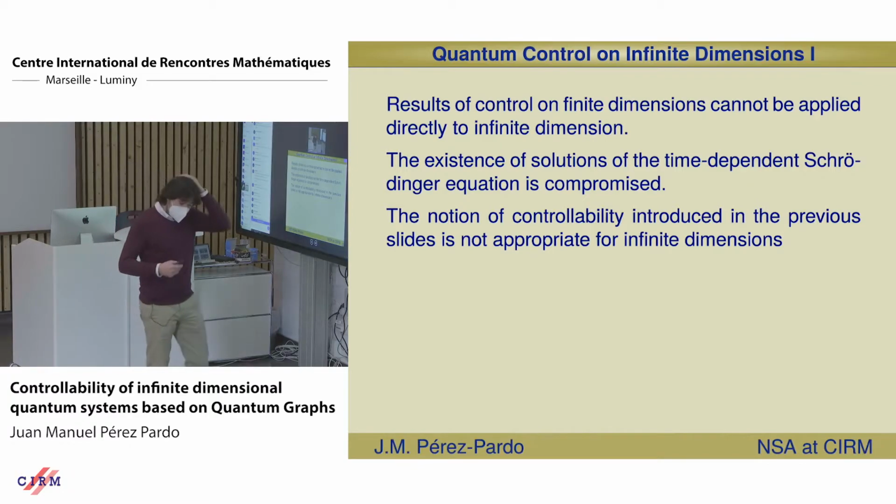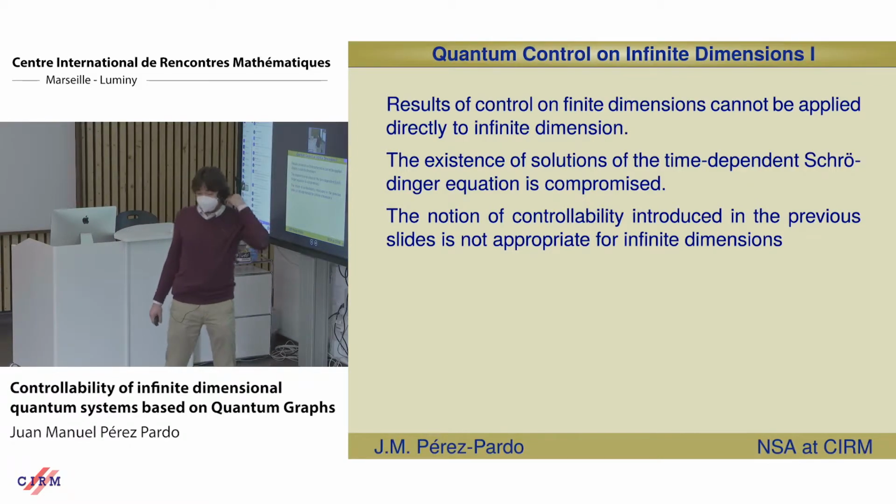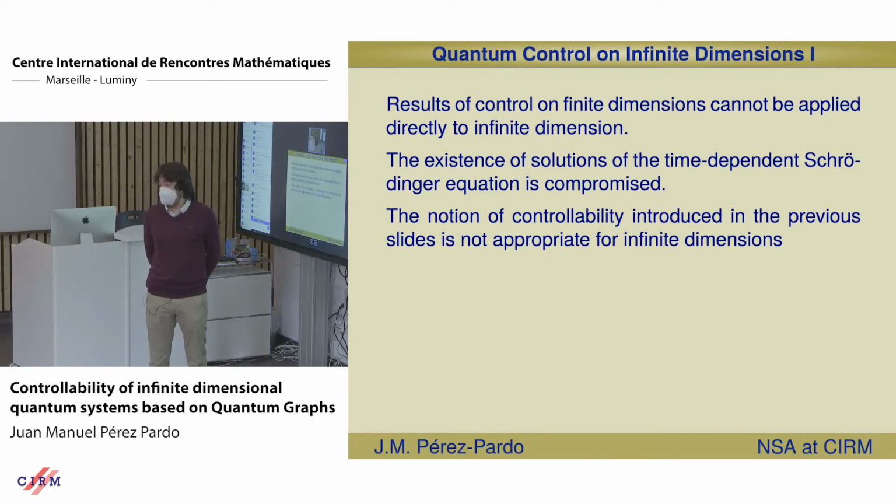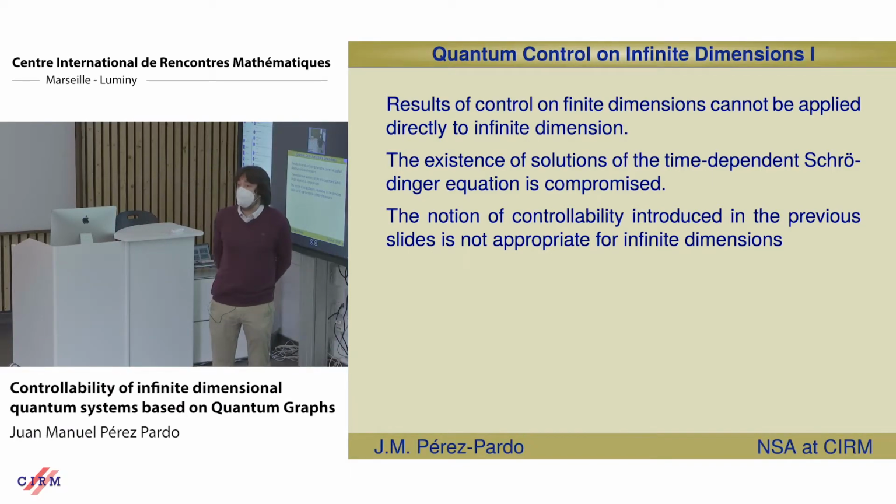So now if you want to go to the infinite dimensional case, one problem is that these finite dimensional results cannot be applied directly. So one could think that, if I manage to select some finite dimensional subspace and solve the problem there, I will then just let the dimension grow and check the convergence and everything should work. The problem is that this is tremendously hard. And one of the reasons for this is that in finite dimensions, the Schrödinger equation does always have a solution because the operators are bounded.